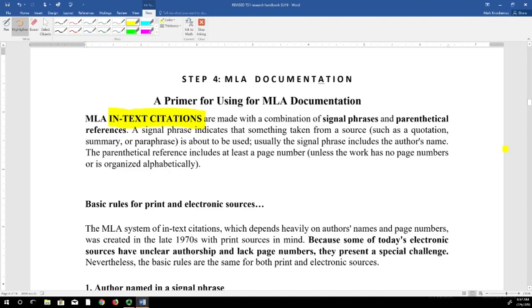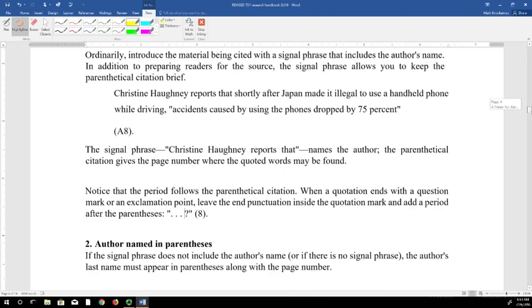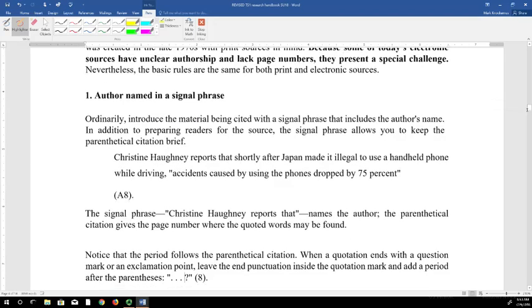So now, scroll down, we'll get started here. There are basic rules in the handout that we'll go through and cover. Rule number 1 is author named in a signal phrase. Here's the example of the signal phrase.